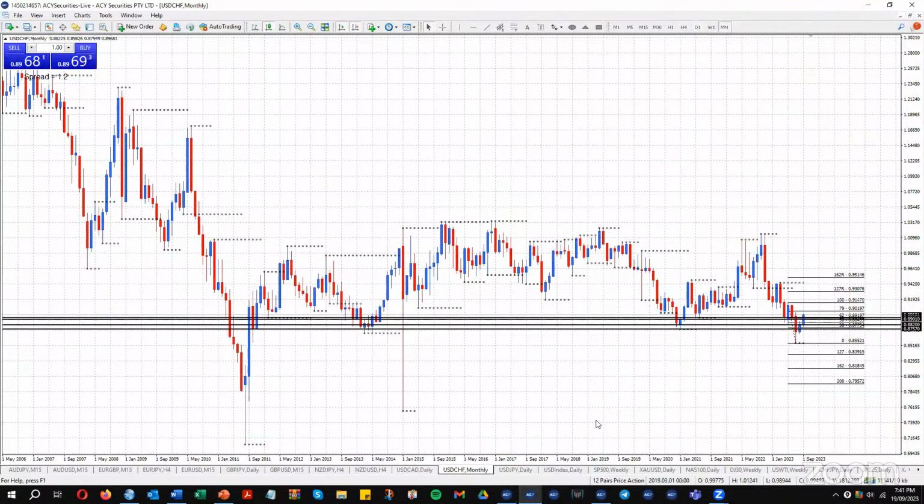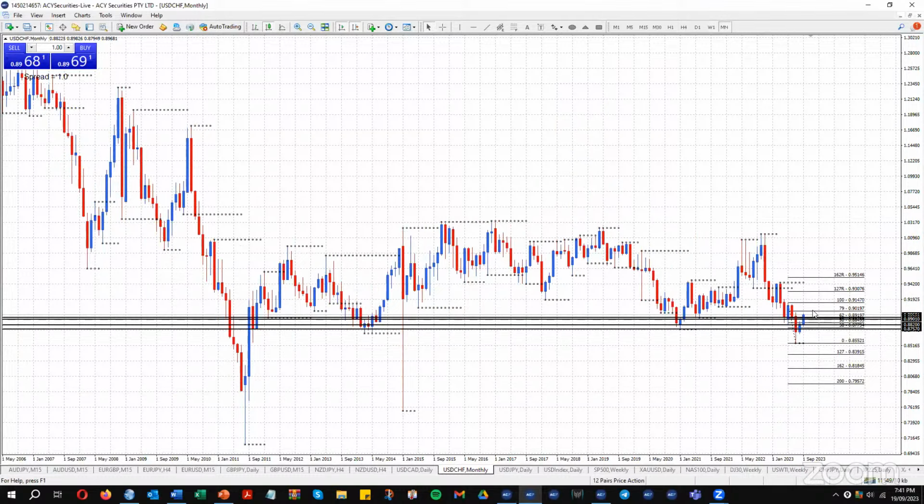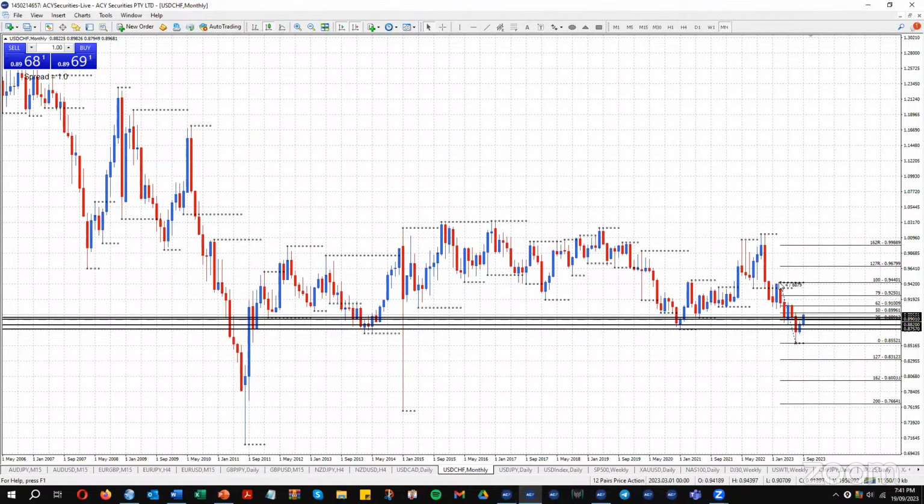Dollar franc, continuing its upward move. Whilst I'm actually monitoring this weekly range, when we monitor the monthly here, we do have a much larger range. We're at about the 50% level, so 62 levels at 91.00. So we could be seeing a little bit more of a corrective move up. That 91.00 level, we could definitely get there, not today, but maybe this week.